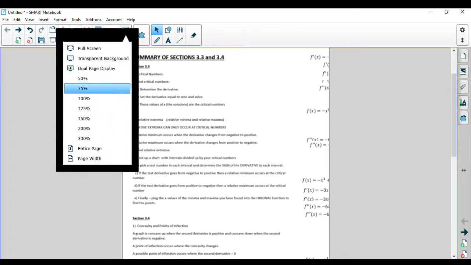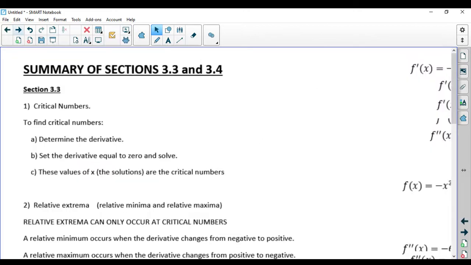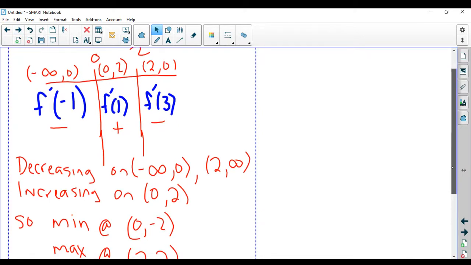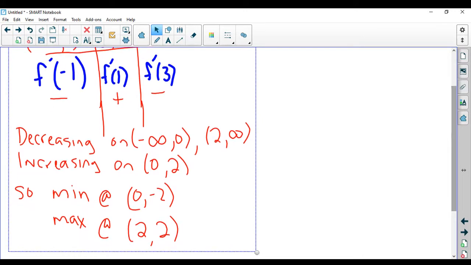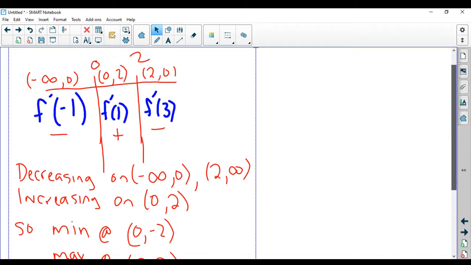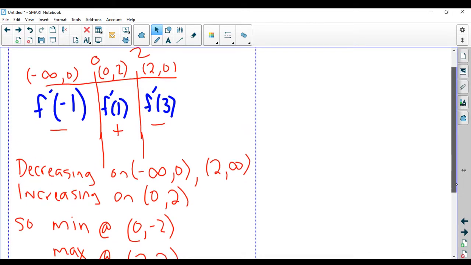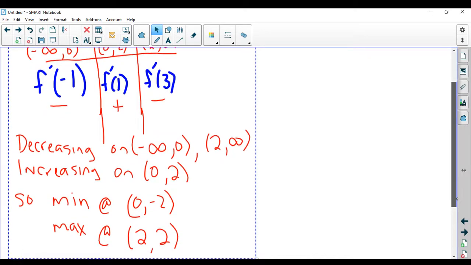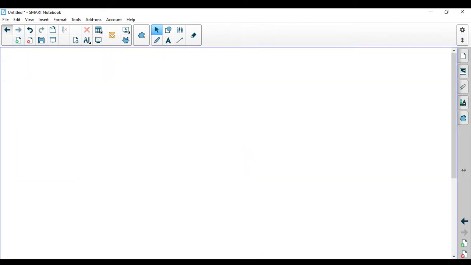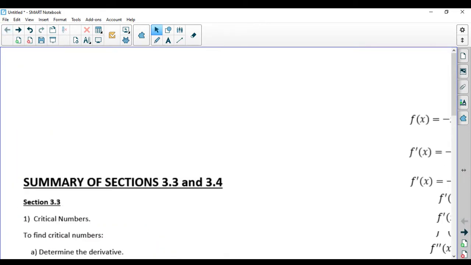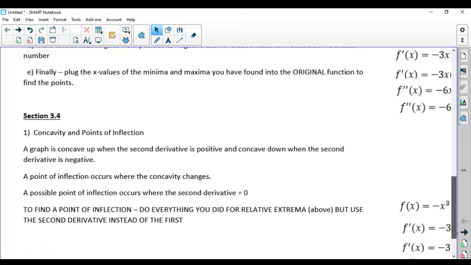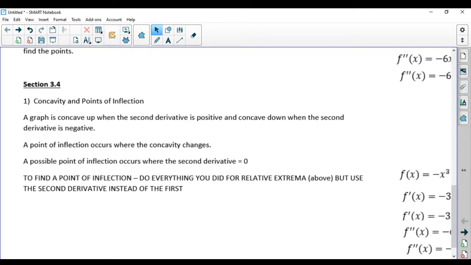Continuing the summary from sections 3.3 and 3.4. Here's what we learned in the last exciting episode. That's using the critical numbers to find the relative extrema. So now we are at this point. Where are we? Section 3.4, concavity and points of inflection.